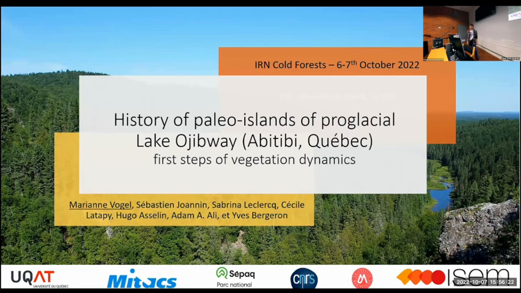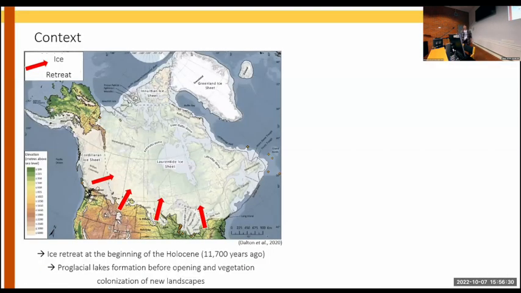And today I'm going to talk about the first step of vegetation on the paleo-island of the proglacial Lake Ojibway. So first, a bit of context. As you might know, at the beginning of the Holocene, the ice from the Northern Hemisphere was melting, and so it liberated the landscape that became available for plant colonization.